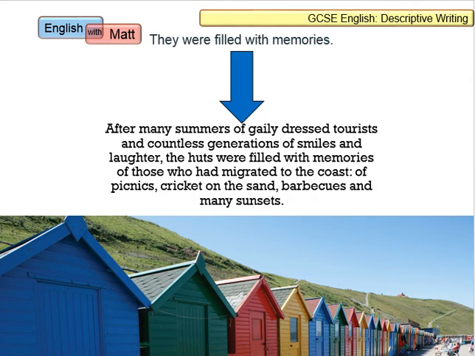We can change they were filled with memories to after many summers of gaily dressed tourists and countless generations of smiles and laughter, the huts were filled with memories of those who had migrated to the coast, of picnics, cricket on the sand, barbecues, and many sunsets. So we've got a list there and a colon. So we're using more punctuation, more complex punctuation, as well as some lovely vocabulary in there as well.